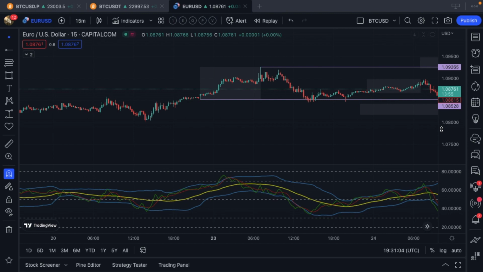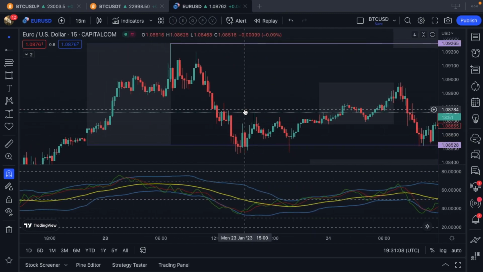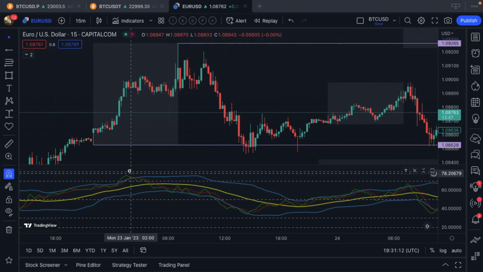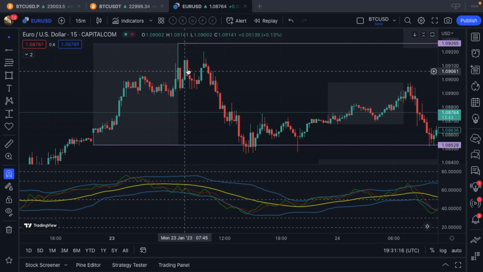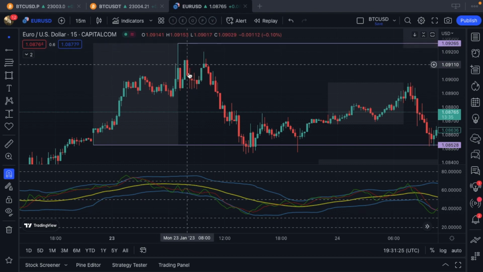On the 15-minute, let's see what we got here. Okay, so here's our Asia session. You see we're building bearish divergences. You get railroad tracks right here. So you could have entered here. Your stop loss would be above the Asia high.